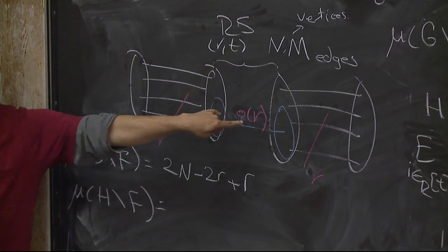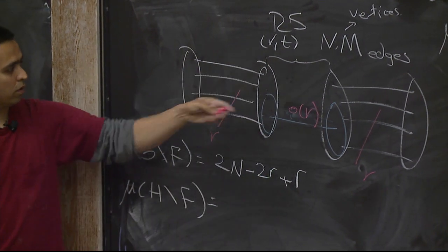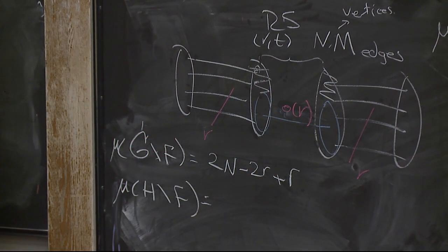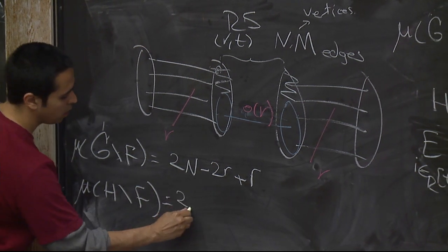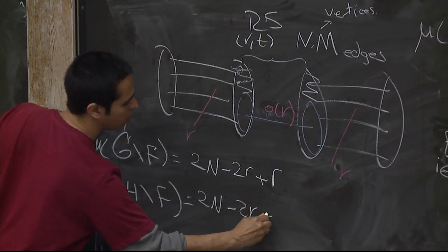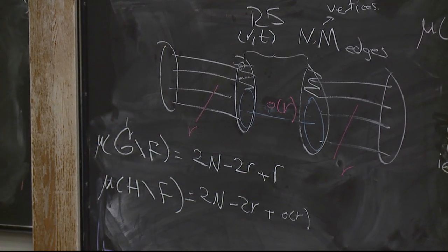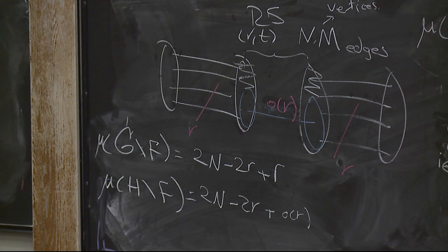What about the matching of H minus F? Well, you only have a small o of R edges here, okay? All your other edges are incident on these vertices, this one and this one, okay? So you cannot get a large matching. The largest matching you get is 2n minus 2r plus a small o of R, okay? There is roughly an additive R gap between the two matchings, okay? We are good with this? Okay, good.